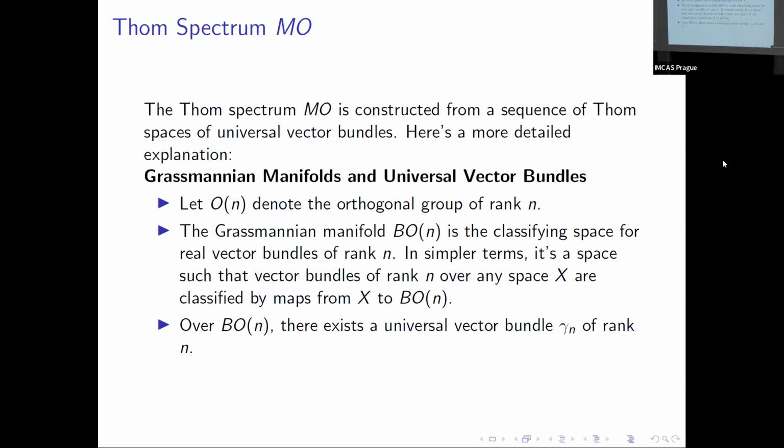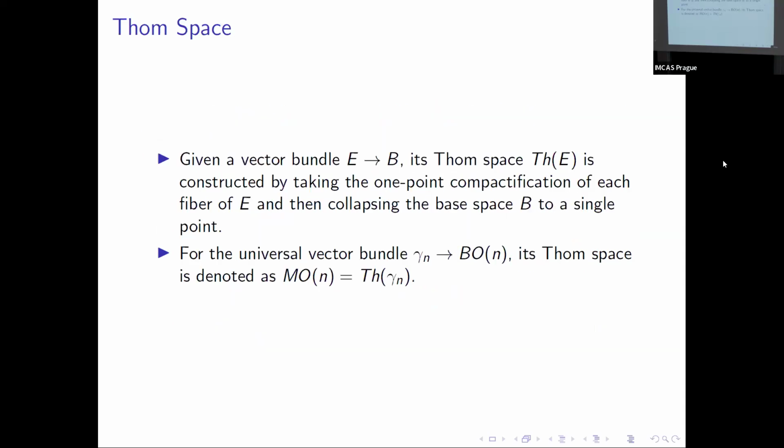Rank n vector bundles over a space X are classified by maps from X to BO(n). Over BO(n), there is a universal vector bundle, a canonical bundle of rank n. What is BO(n)? Its points are n-dimensional subspaces in R infinity. This bundle is tautological, so the fiber is this n-dimensional subspace itself. This tautological bundle is universal, so any bundle can be obtained from it as a pullback.